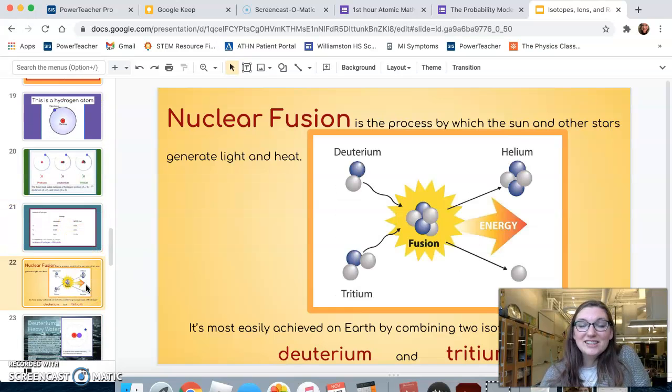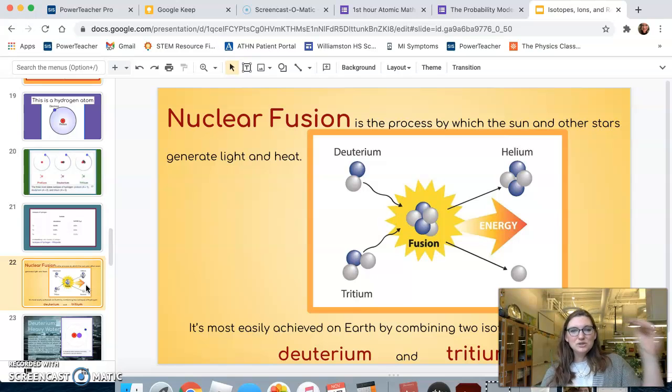So another cool thing about hydrogen isotopes is that they are the way we can create nuclear fusion here on Earth. Nuclear fusion and nuclear fission are the two main sources of a ton of nuclear energy, when we're talking about sustainable nuclear energy, or the energy created by nuclear bombs. It comes from nuclear fission and nuclear fusion. This is also how light and heat is created by the sun.